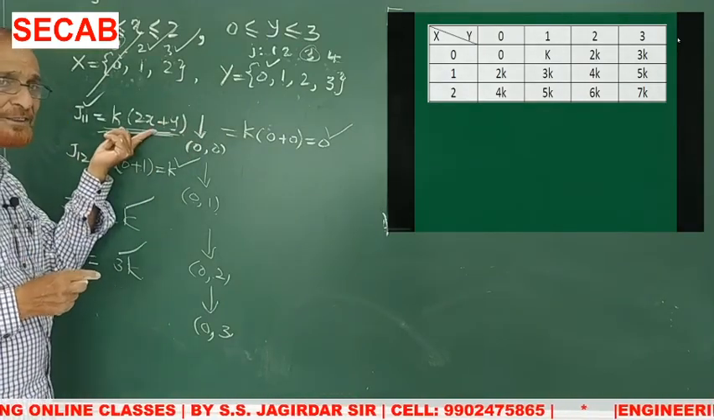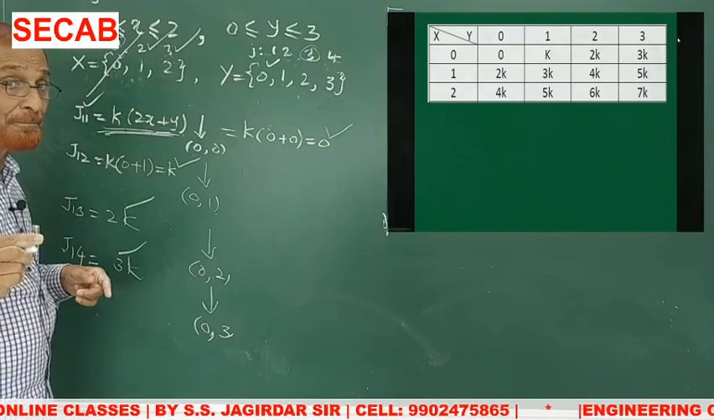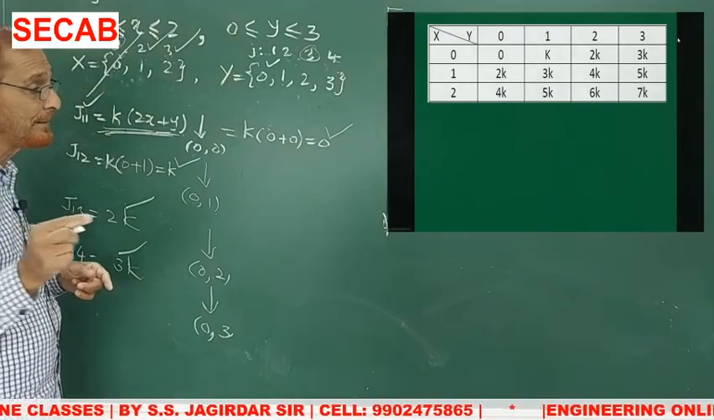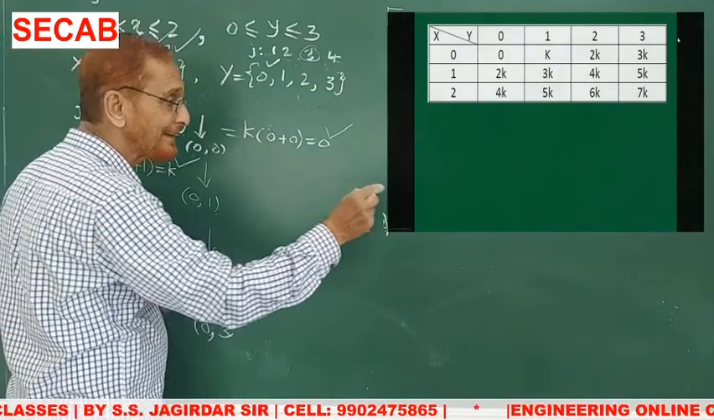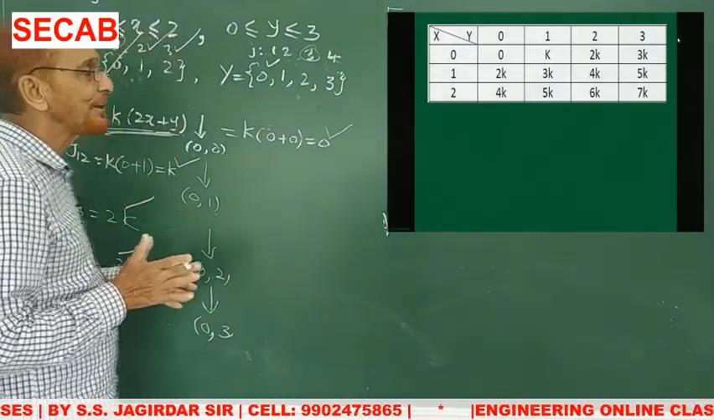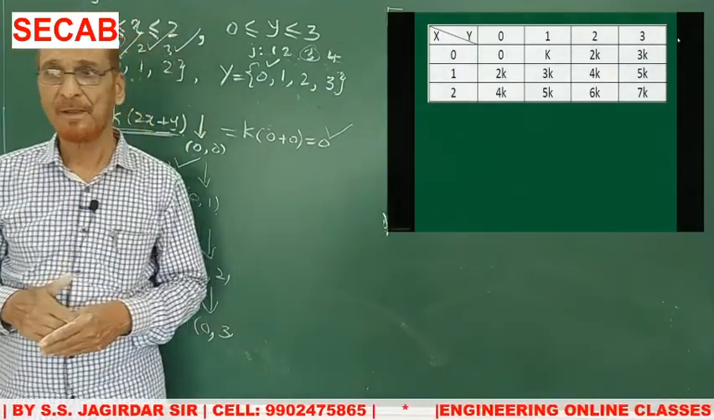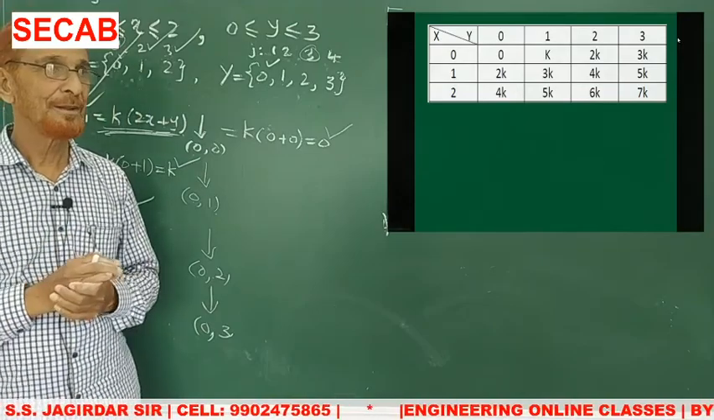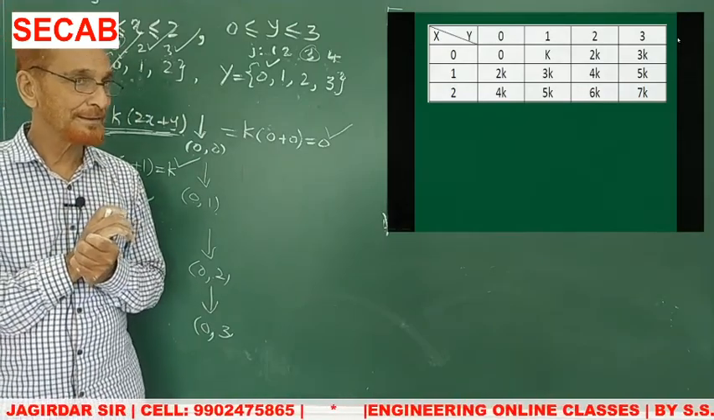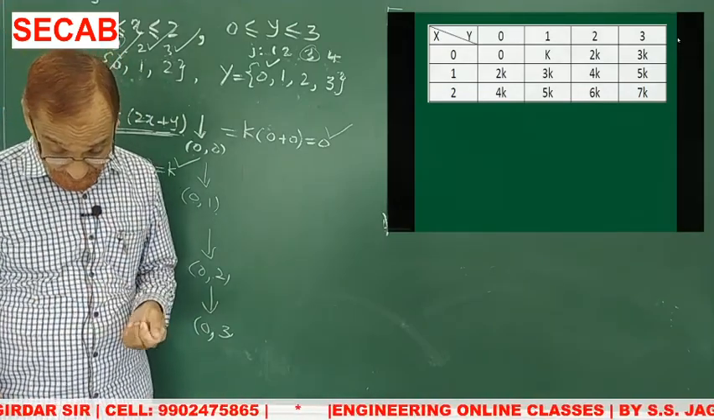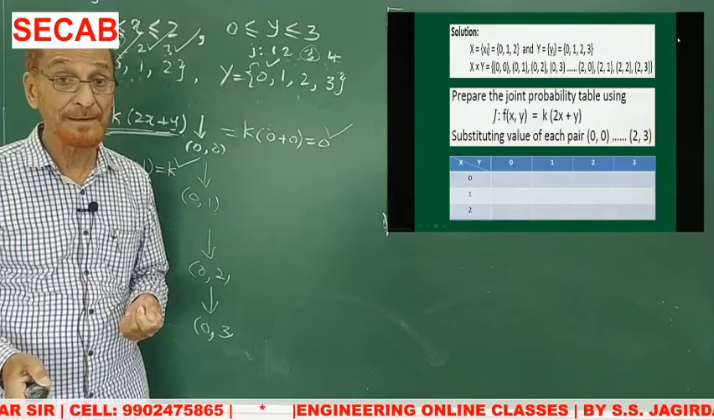You will get first what? 4k, then 5k, then 6k. This way your JP table is ready. So this, gentlemen, is the requirement. Of course, you just don't forget what we had been required to do.